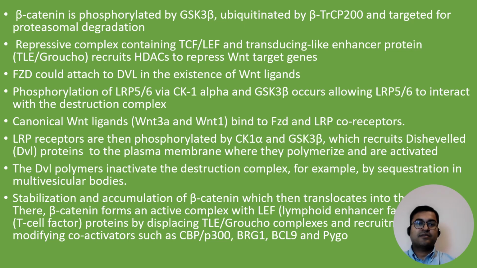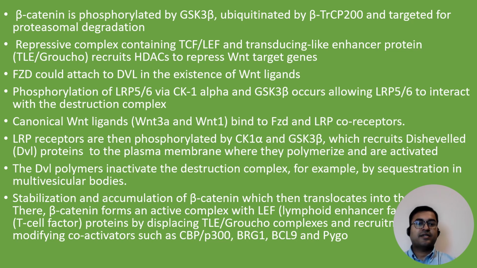Then we discussed that Frizzled can attach to Disheveled in the presence of the Wnt ligand. We also discussed phosphorylation of LRP5/6 via CK1 alpha and GSK3 beta, allowing LRP5/6 to interact with the destruction complex. The canonical Wnt ligands consist of Wnt3A and Wnt1, and they bind to Frizzled and the LRP co-receptor.